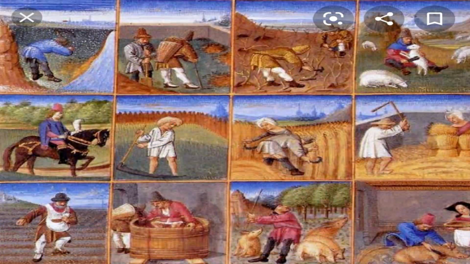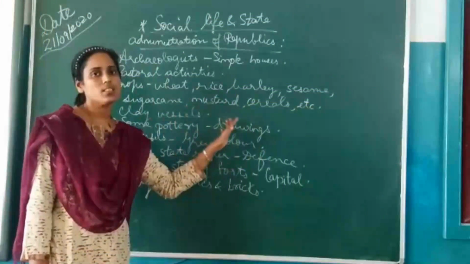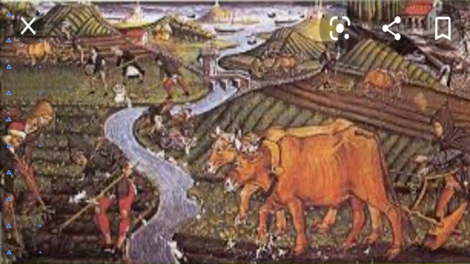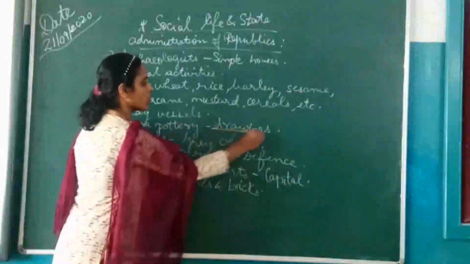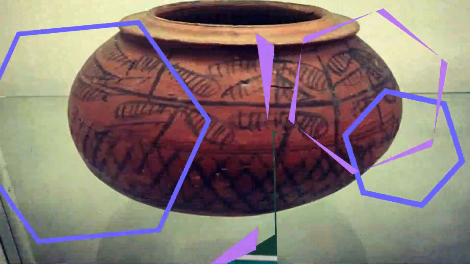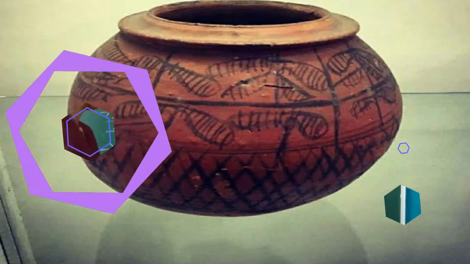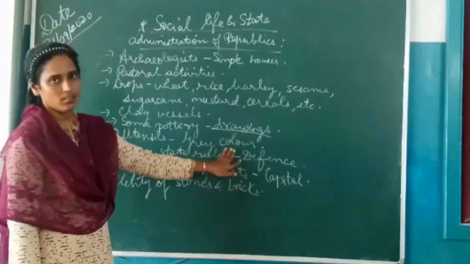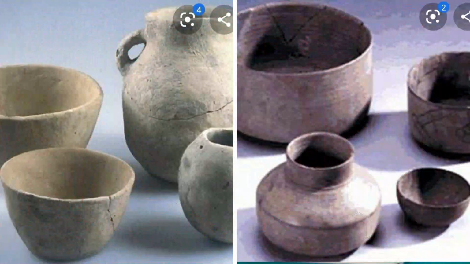The people also used clay vessels and clay utensils for their household uses. Some pottery found by archaeologists had drawings on it, that is, people were artistic. Utensils were mostly of grey color, that is, clay was used to the maximum extent.